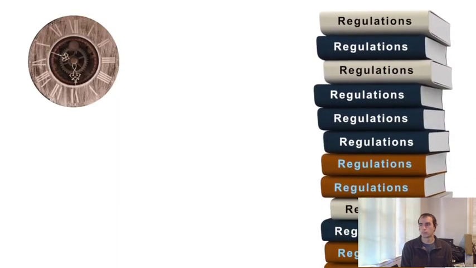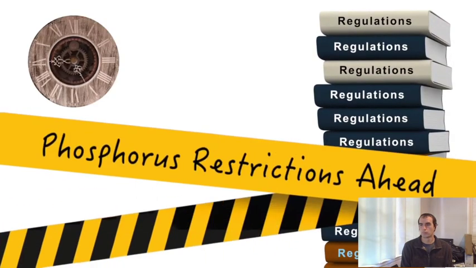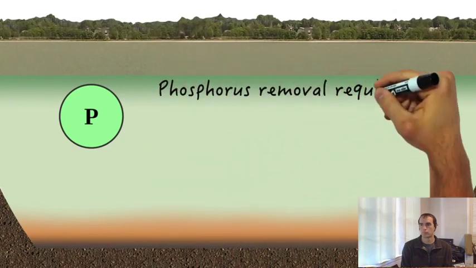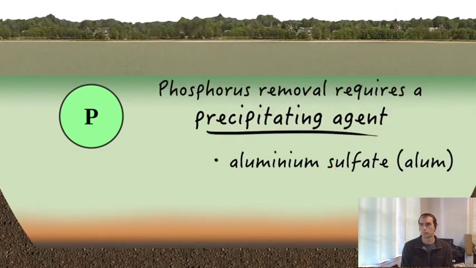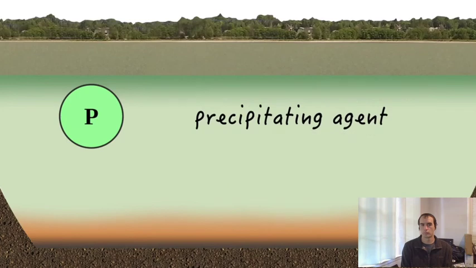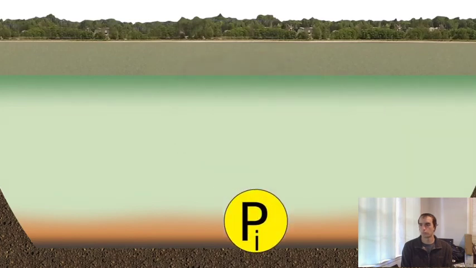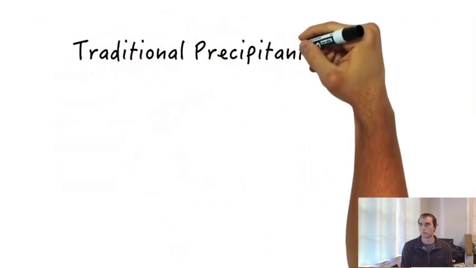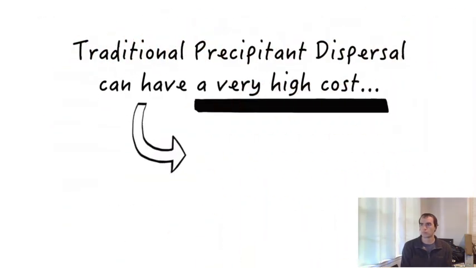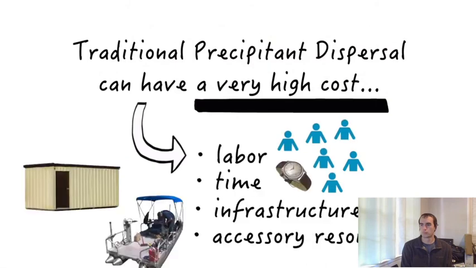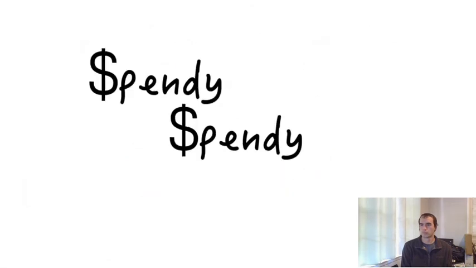And as time moves on, phosphorus discharge limits for lagoons will only become more strict, increasing the urgency for a reliable and effective phosphorus removal strategy. So let's get our removal on. Phosphorus can be removed from a lagoon by applying a precipitating agent like aluminum sulfate or ferric chloride. Once precipitated, the phosphorus harmlessly falls out of the water column and into the sludge sediments. Precipitant dispersal is a very hands-on and costly process, requiring extensive labor, time, infrastructure, and accessory resources. In short, it can be spendy, spendy, spendy.